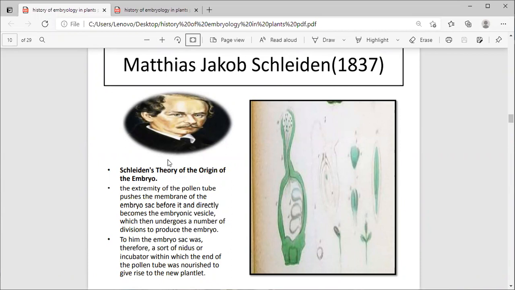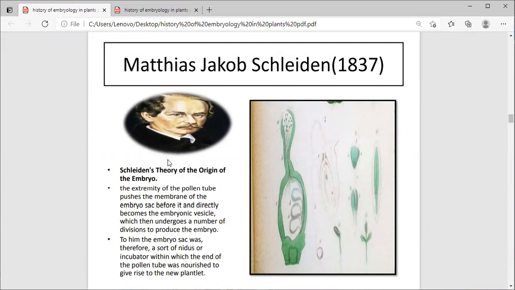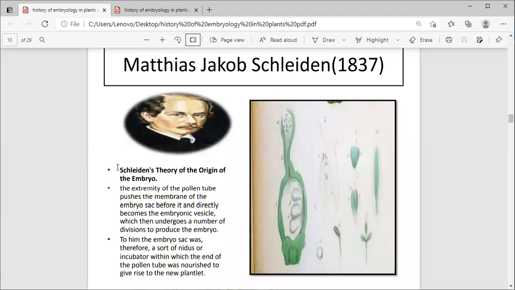So this is the first time scientists said that there is a formation of embryo in plants also. The extremity of the pollen tube pushes the membrane of the embryo sac before it, which then becomes the embryonic vessel. If you see, it undergoes a number of divisions and produces the embryo. He first dissected the flower and observed the embryo sac and embryo here. Therefore, the nucleus incubated with the end of the pollen tube was nourished to give rise to a new plantlet.